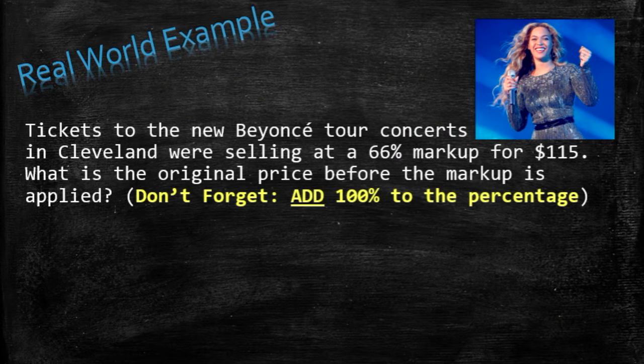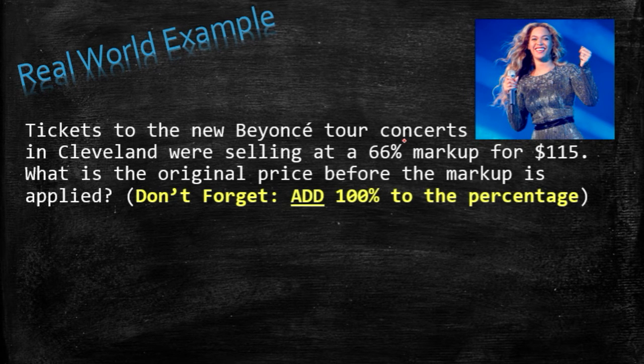So a real world example. Tickets to the new Beyonce tour concerts in Cleveland were selling at a 66% markup for $115. What is the original price before the markup is applied? So don't forget, you have to add 100% to the percentage. Let's do our addition first because that's important and that's our extra step. So we want to make sure that we do that.